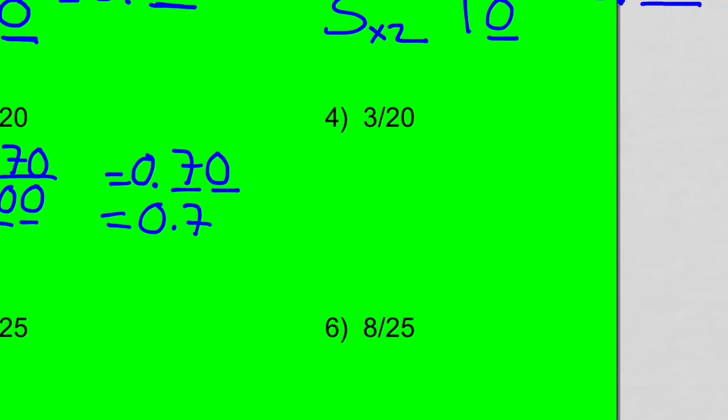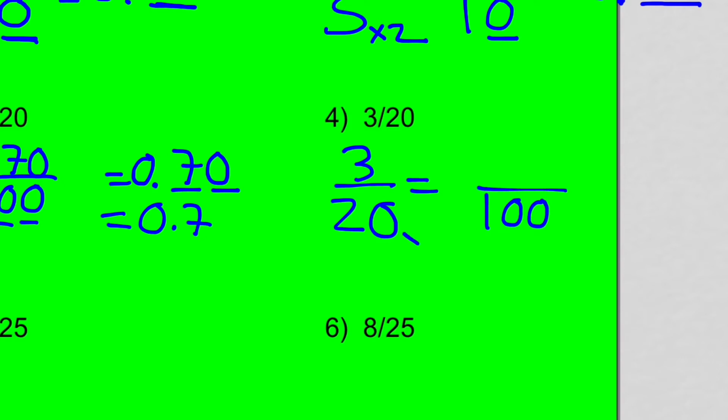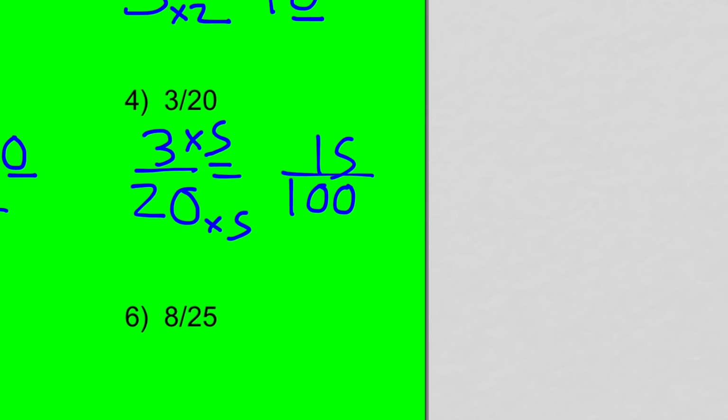Okay, 3/20, number 4. You can make it into a fraction out of 100 by timesing by 5, times by 5. You get 15/100. 2 zeros on 100 means 2 decimal spots for the decimal. And in those decimal spots, we put 1 5 and a 0 in front.